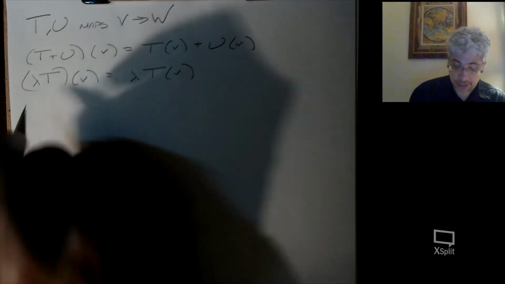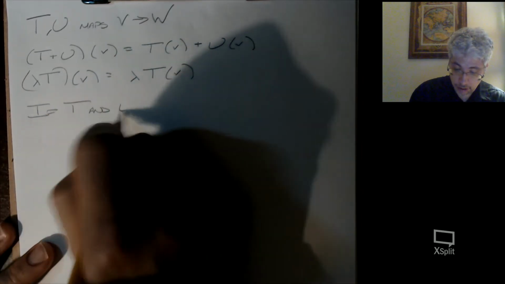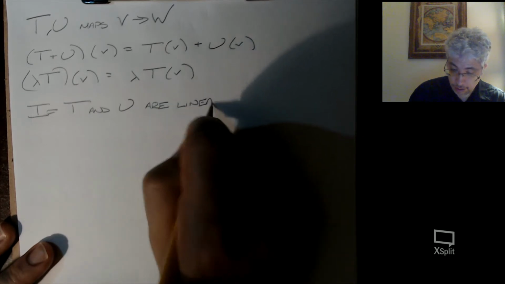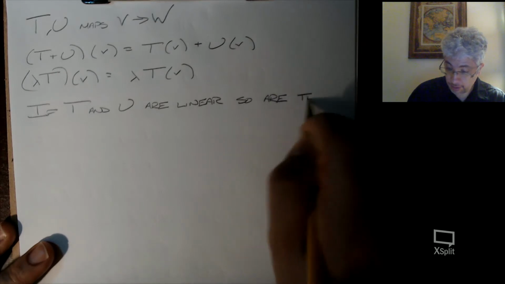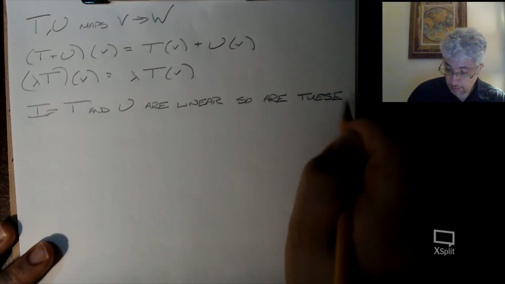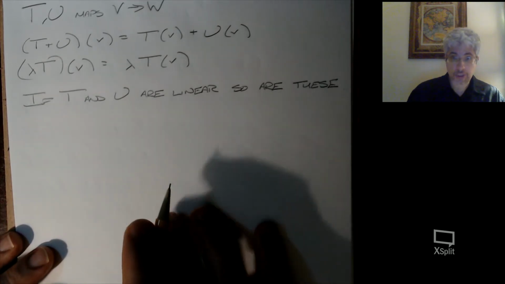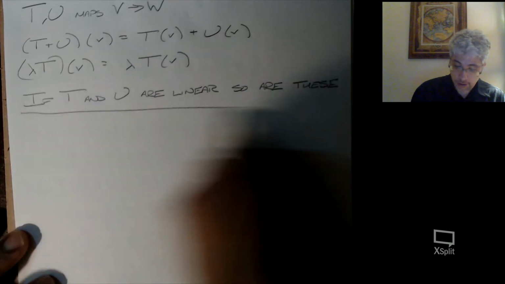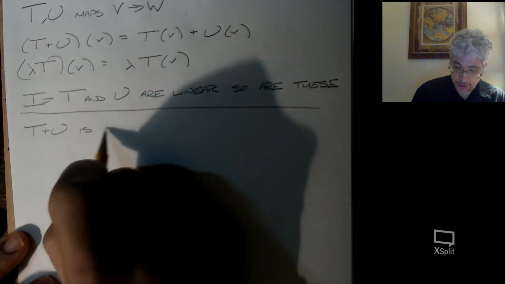Now, if T and U are linear, so are these. So how do we show something's linear? Well, we show that we can split up sums and pull out scalars. So let's first show this: T plus U is linear.